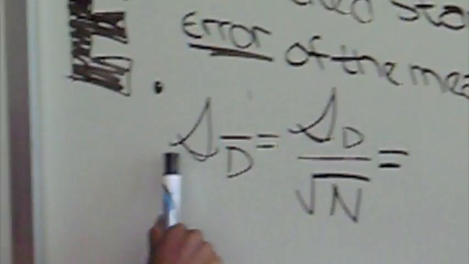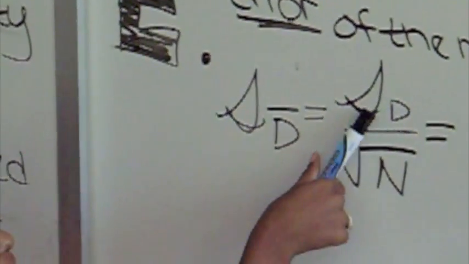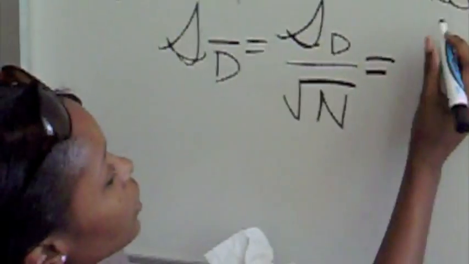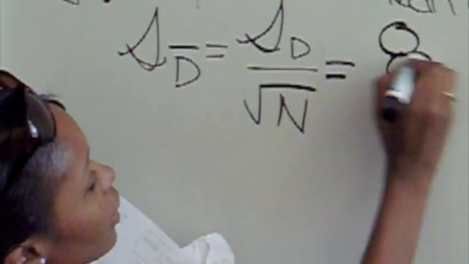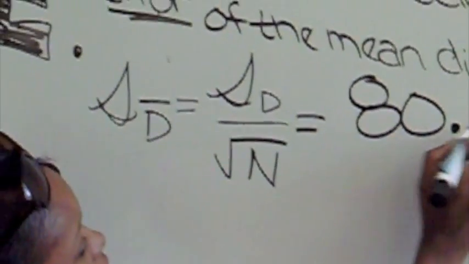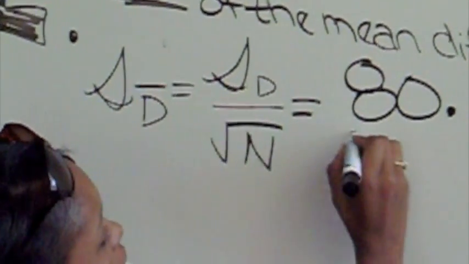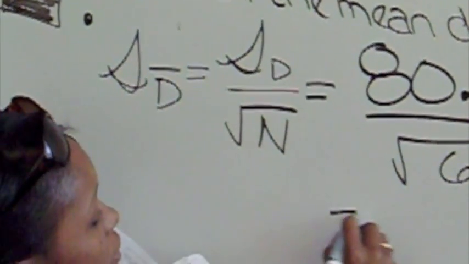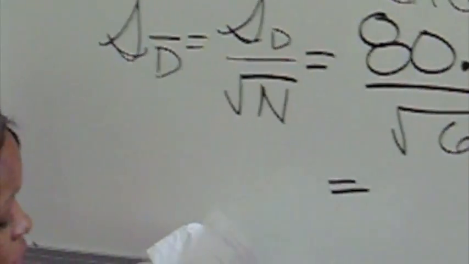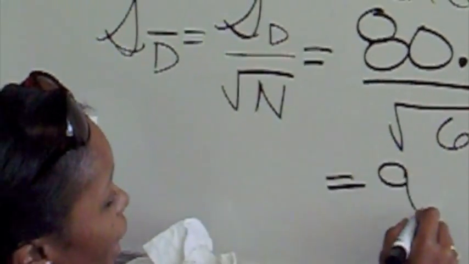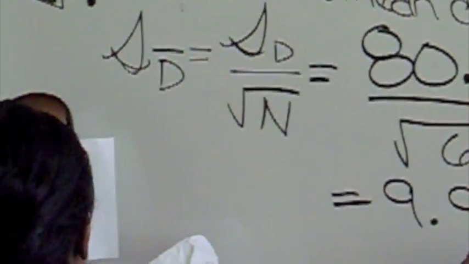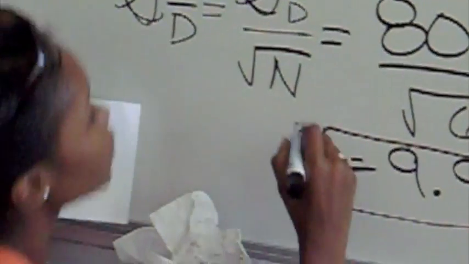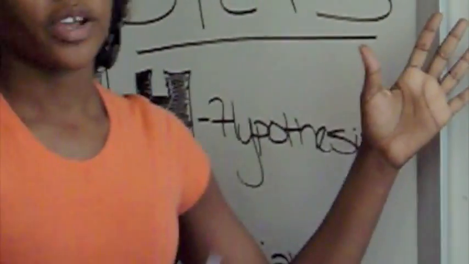S sub D bar equals S sub D, which we just found, divided by the square root of N. So 80.62 divided by the square root of 66. We calculate this and we get 9.92. Now we have variability and the error.